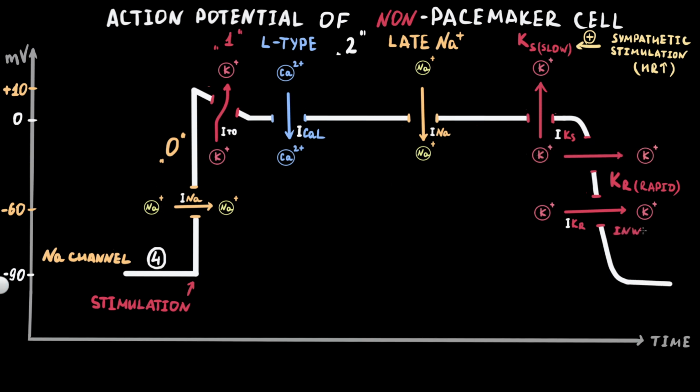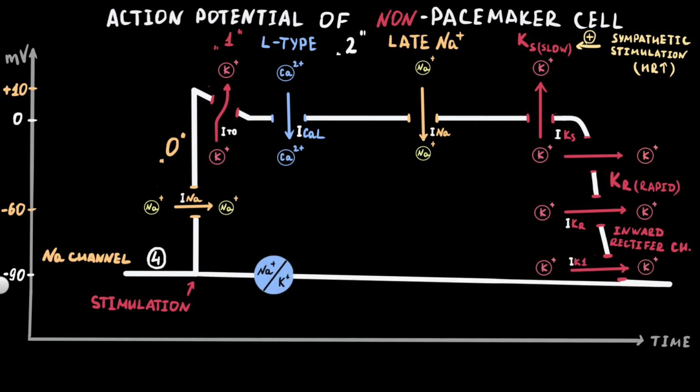The last outward current involved in the terminal part of repolarization is the inward rectifier potassium current, IK1. This channel can work in both outward and inward directions, depending on the membrane potential value and action potential phase. But in the terminal part of repolarization, this channel provides the outward potassium current.